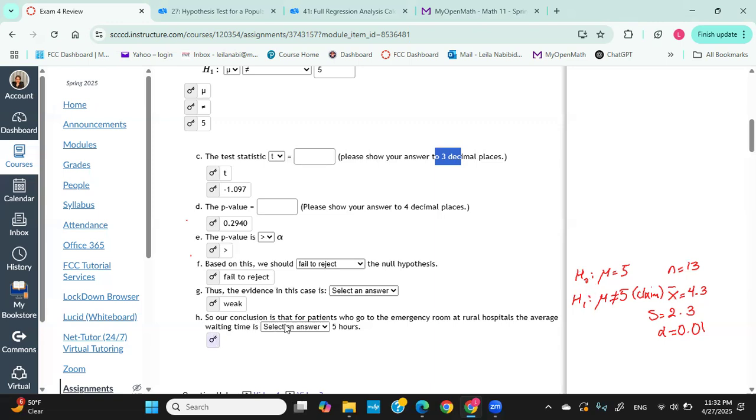And you can say our conclusion is that for patients who go to the emergency room, the average waiting time is equal to 5 hours, because the null hypothesis is equal to. And you see that's the correct answer. Okay, let's move on to the next question.